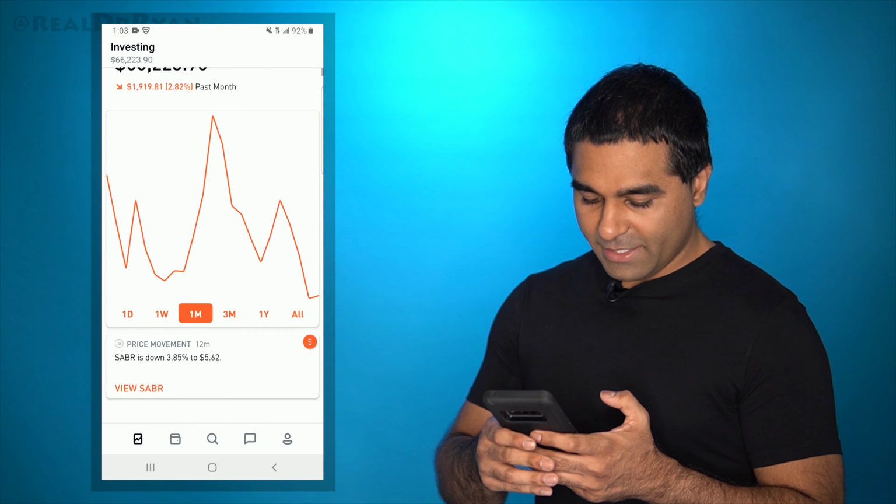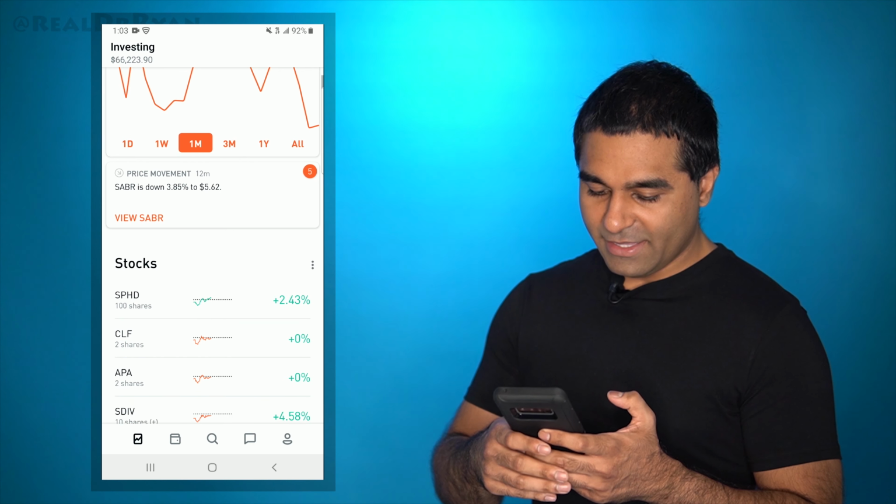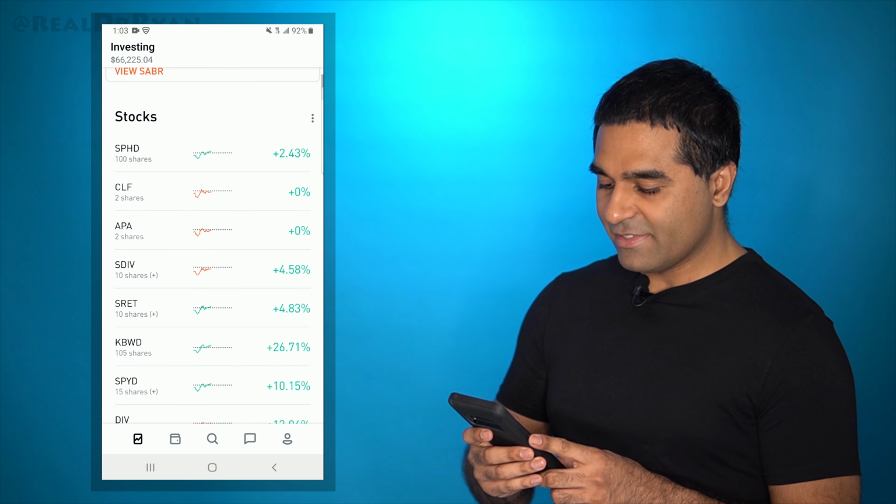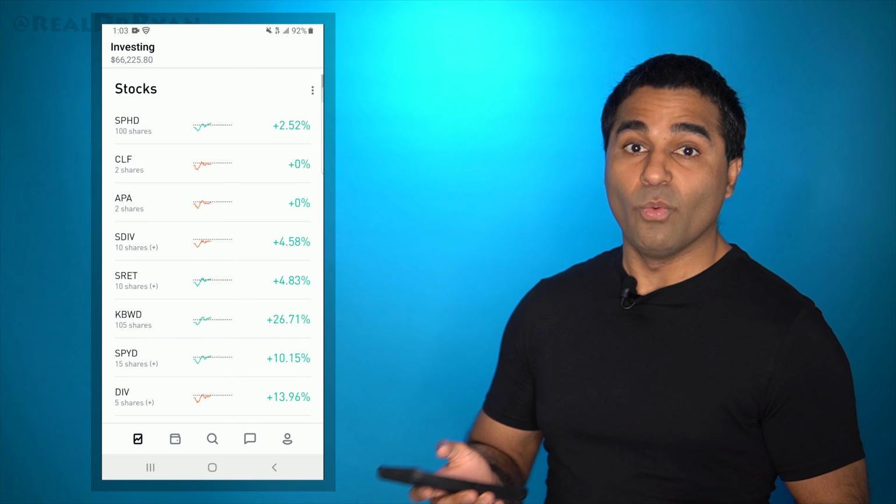Now, if you scroll down a little bit, you'll see that there is a list of stocks right underneath the graph. And this list of stocks is essentially what you own.